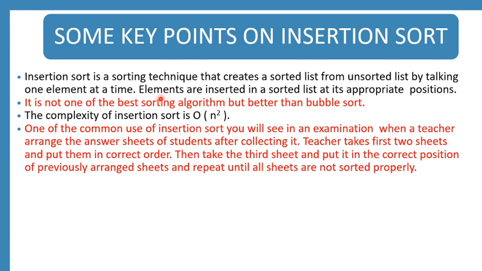Let us suppose the third sheet is roll number 14, and 14 will be placed after 10. Okay, now the teacher will take the fourth sheet. Let us suppose the fourth sheet is roll number 7. The 7 will be placed between 5 and 10, and this process will be repeated until all sheets are sorted properly.